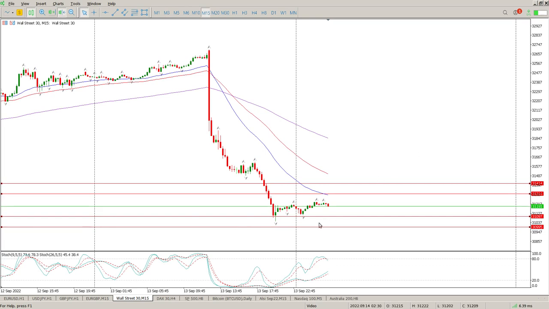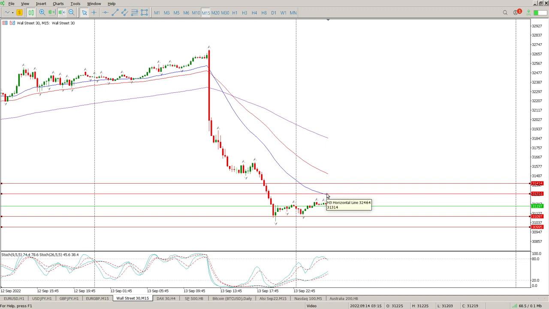And with a view that if we drop below this zone here, which is 31,100 and 31,000 dead. So this area here is what you need to be paying attention to. If we drop below that area, watch out below. I think it's going to be a pretty strong move to the downside.